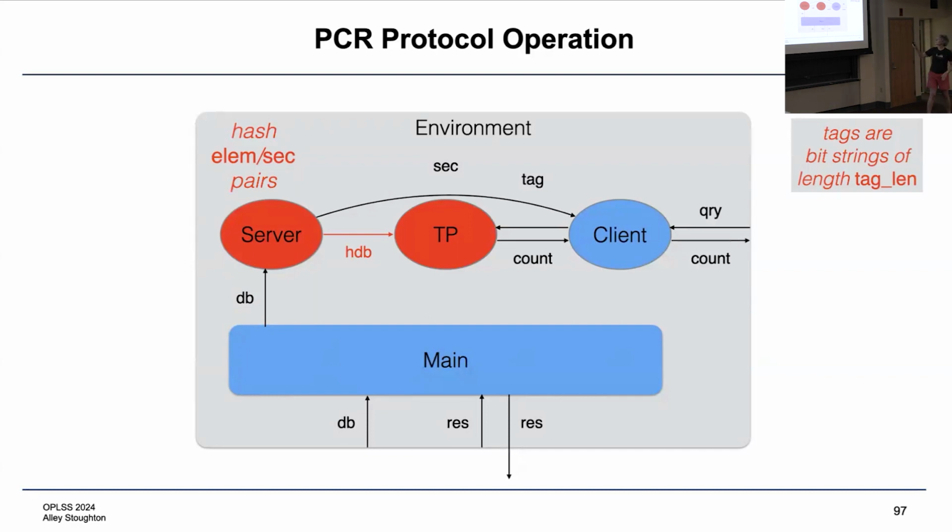And that's giving us a bit string of length taglen, a tag. We put all of those tags together into a hash database, which we give to the third party. So we took the database, it got shuffled, each element was paired with seek and hashed. It's those hashes that go to the third party.